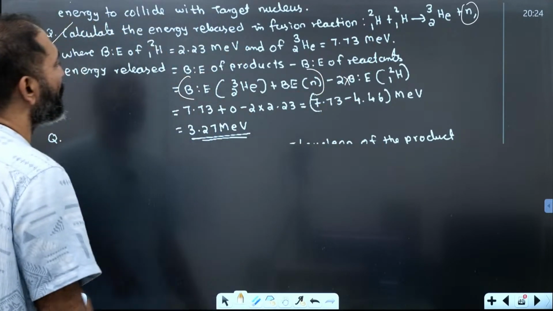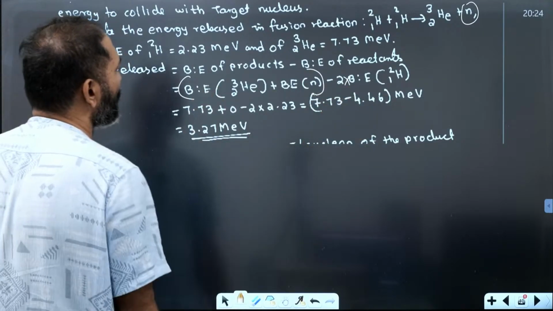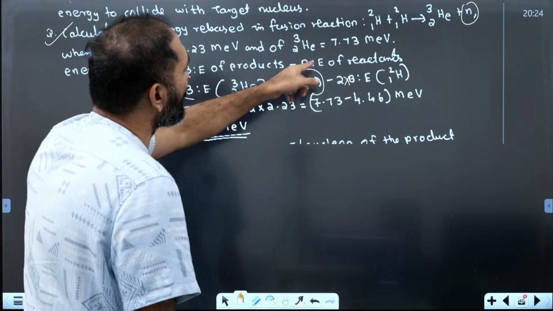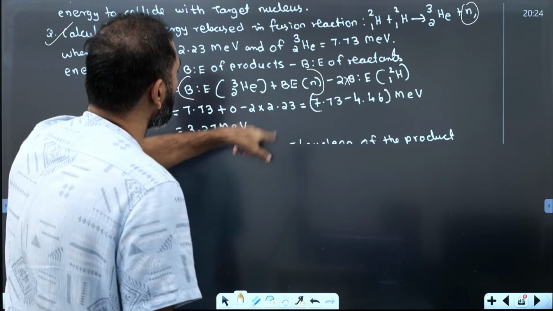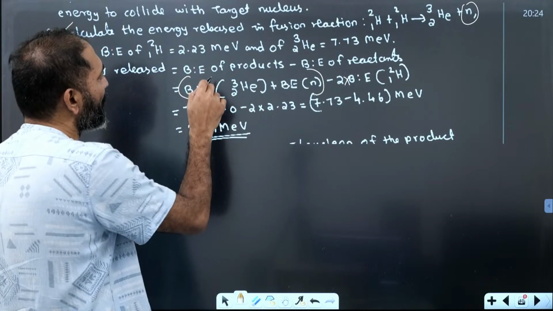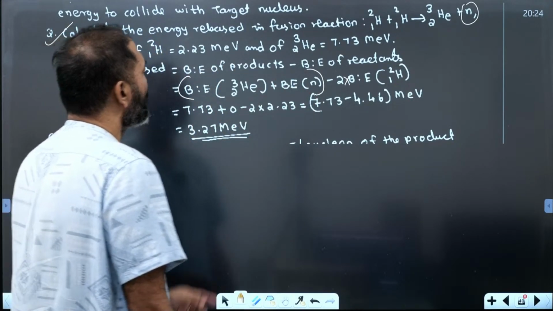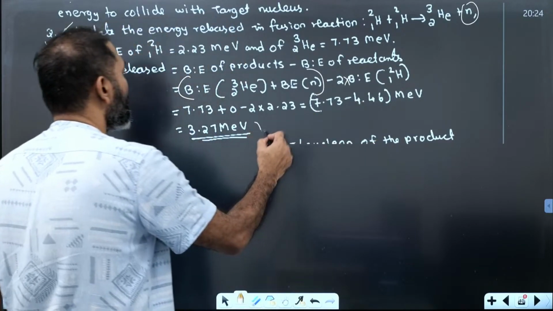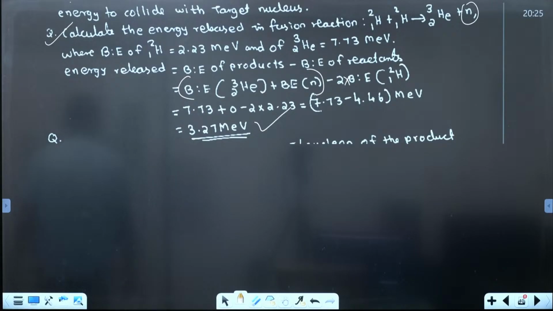The binding energy of helium is given as 7.73 MeV. MeV is taken common. The binding energy of the neutron is 0, since it's a single neutron. The binding energy of 1H2 is 2.23 MeV, and since there are two 1H2, it's 2 into 2.23. So 7.73 minus 4.46. The answer is 3.27 MeV. Any doubt?